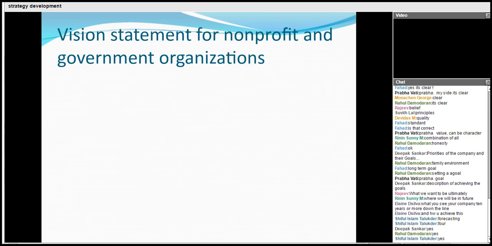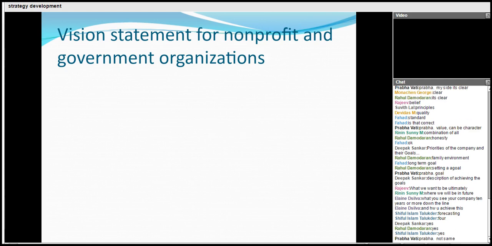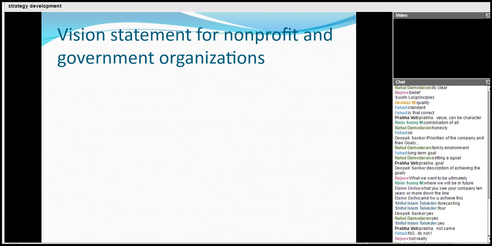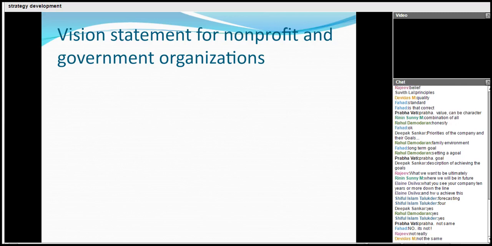Okay. Next, vision statements for non-profit and governmental organizations. Now, the question I want to ask is: is the vision statement for a non-profit or governmental organization the same as the vision statement for a profit-making organization? So why do you think they're not the same? Okay, I agree, they're not the same. So why do you think they're not the same?